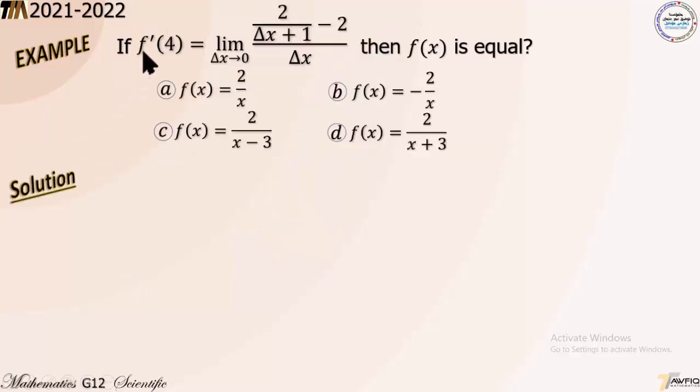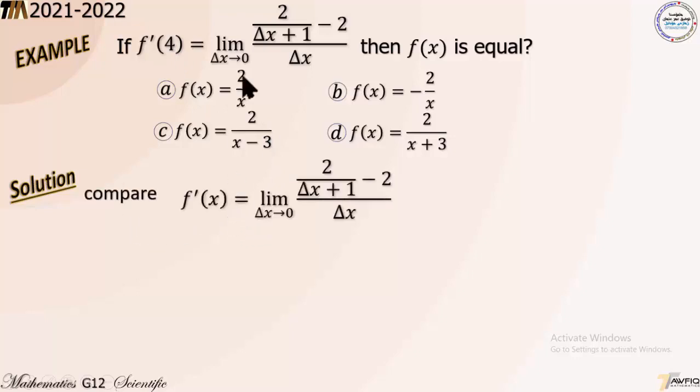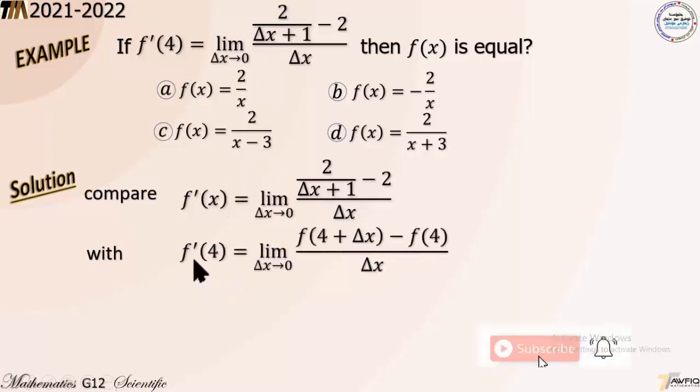Example: if f prime of 4 is equal to the limit as delta x approaches 0 of 2 over delta x plus 1 minus 2 over delta x, then f of x is equal to... Here, to find f of x, because we have 4 here and 1 here, we cannot replace x in place of delta x plus 1, because these two numbers are not equal. Therefore, comparing this limit with the definition f prime of 4, which equals the limit as delta x approaches 0 of f of 4 plus delta x minus f of 4 over delta x, we can see that these two parts are equal.